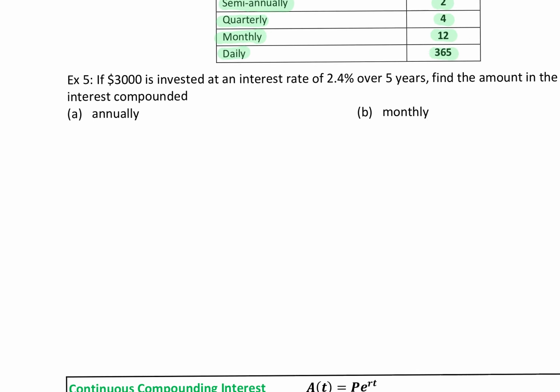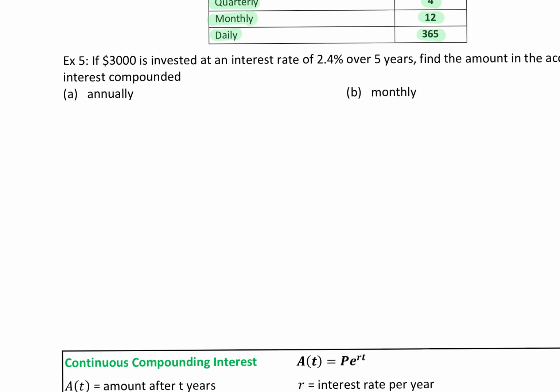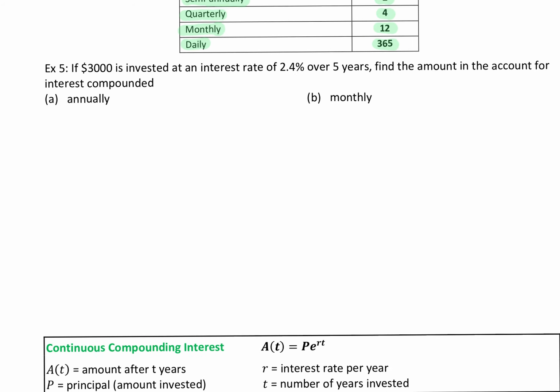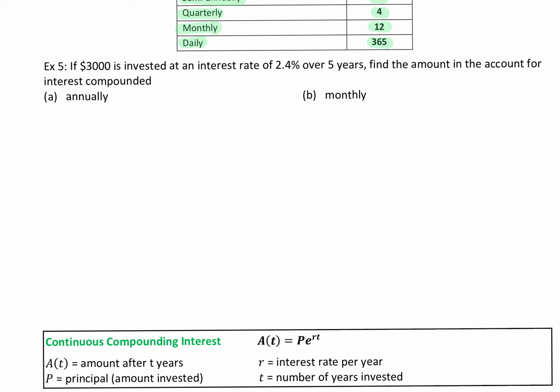Let's use that formula, and you're definitely going to need to use a calculator here. In example 5, let's say that we are going to invest $3,000. Our interest rate is 2.4%, and we're going to invest over a 5-year period. We want to find the amount in the account for the interest if it's compounded annually or monthly. So let's figure out what all our variables are. It says find the amount. So since we're finding the amount, we're trying to find A.